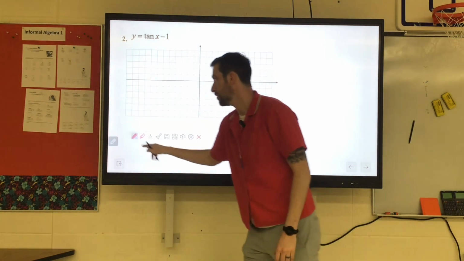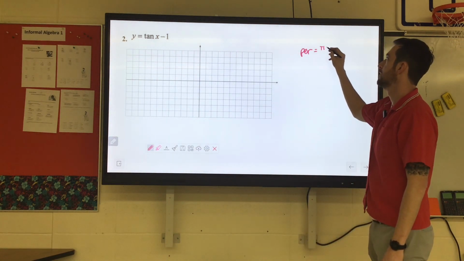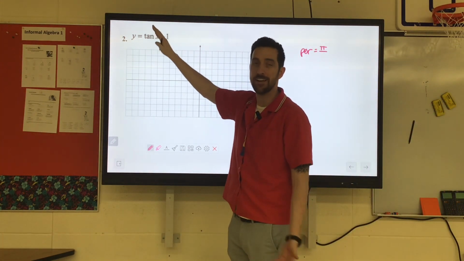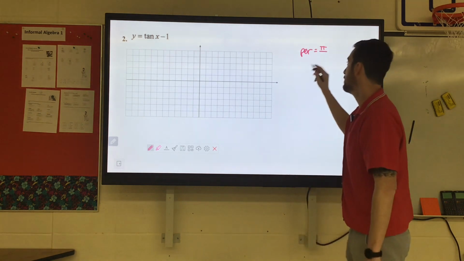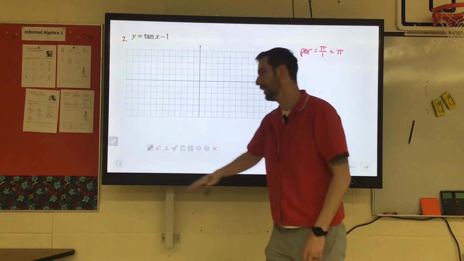So period is always pi divided by b. And in this case, the b always comes between tangent and x. There's an invisible 1 there. So it'd be pi over 1, which is pi. It starts repeating every pi.